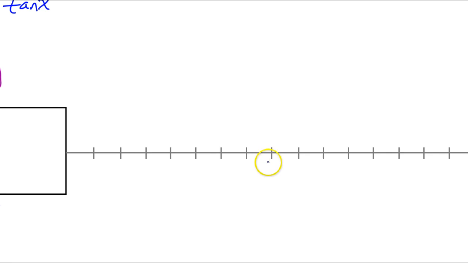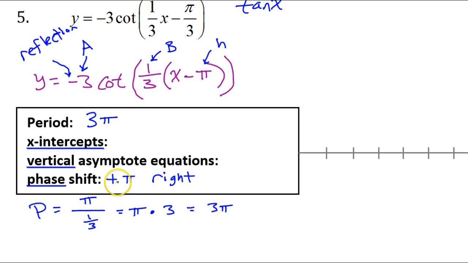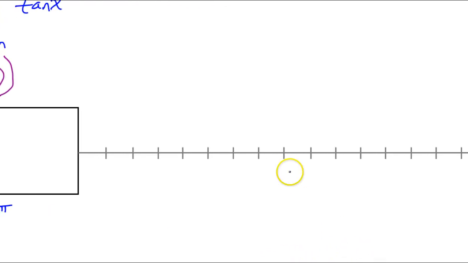However, we're not going to put 0 in the middle because of the phase shift. There's a phase shift of pi to the right, positive pi. So that's what I'm going to actually put right in the middle, is going to be pi. I always start at the phase shift.